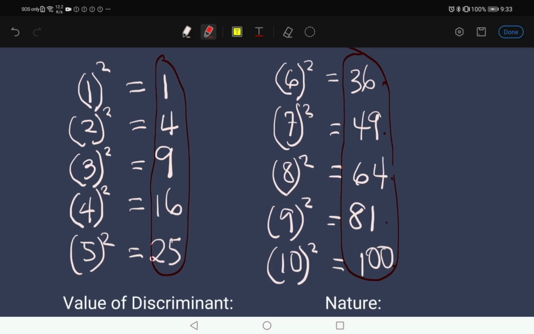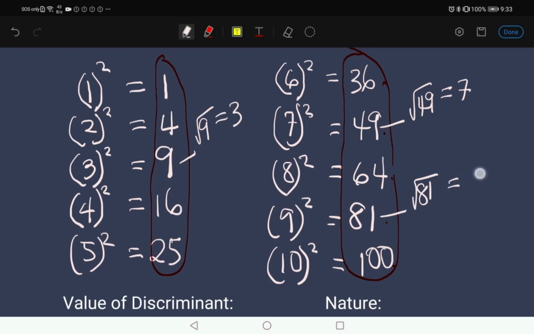So, anong gitawag sa perfect square? Kay pwede man siya ma-square root. Like, for example, ang kani siyang 9, the square root of 9 is 3. Kani siya, the square root of 49 is 7. Kani siyang 81, the square root of 81 is 9. So, muna siya gitawag og mga perfect square.